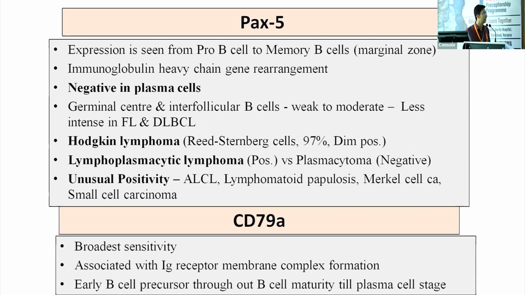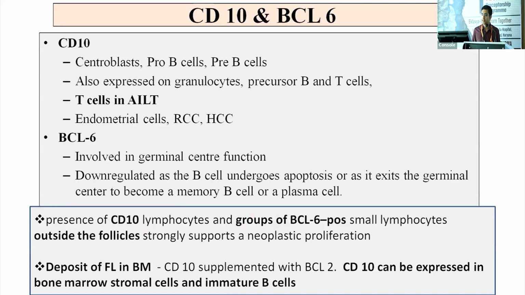PAX5 is also helpful in differentiating lymphoplasmacytic lymphoma versus plasmacytoma. It's positive in lymphoplasmacytic lymphoma and negative in plasmacytoma. Sometimes unusual positivity can be seen in lymphomatoid papulosis, ALCL, and small cell carcinoma. CD79A, we have discussed, has the broadest sensitivity and remains positive from precursor cells till the late stages. CD10 and BCL6, we have discussed, are the markers of follicular center.